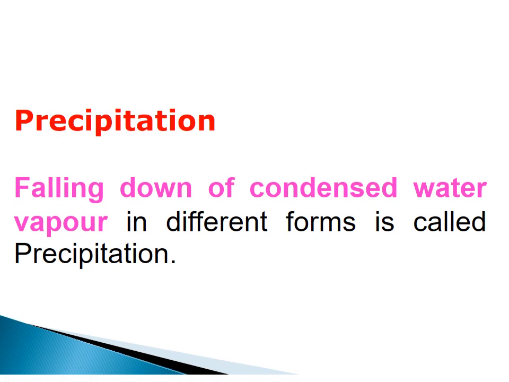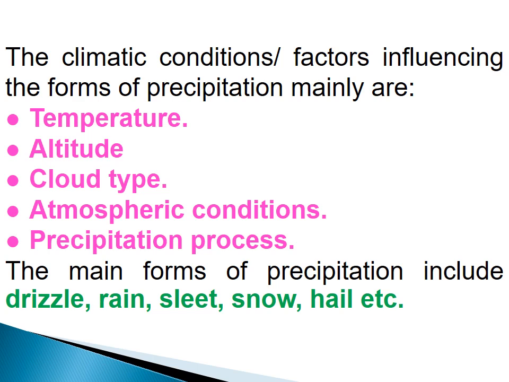Got it? And the climatic factors influencing the forms of precipitation mainly are temperature, altitude, cloud type, atmospheric conditions and precipitation process. So these all are the factors influencing the forms of precipitation mainly. The main forms of precipitation are drizzle, rain, sleet, snow and hail. So many types of precipitation happen due to the temperature, altitude, cloud type, atmospheric conditions and precipitation process.